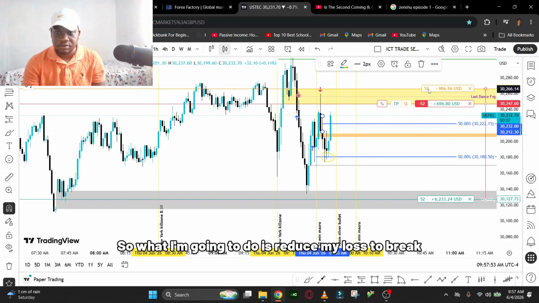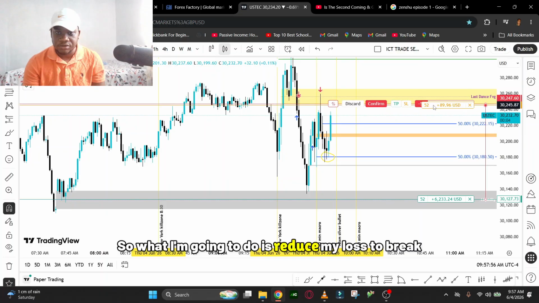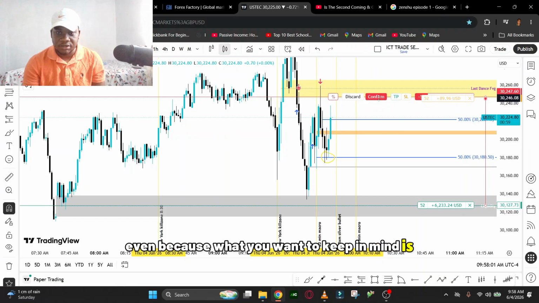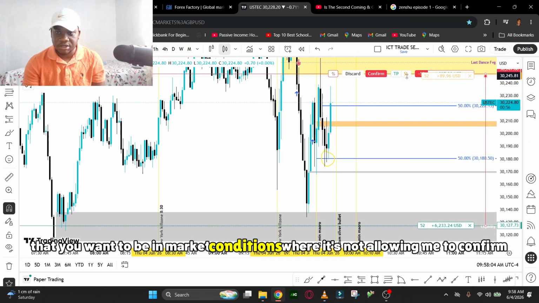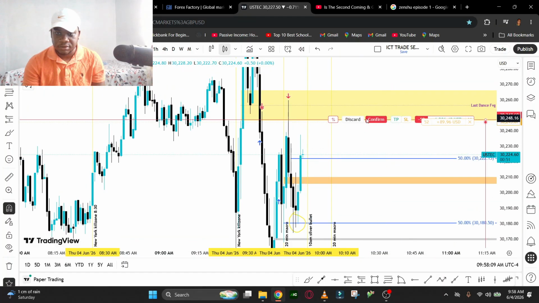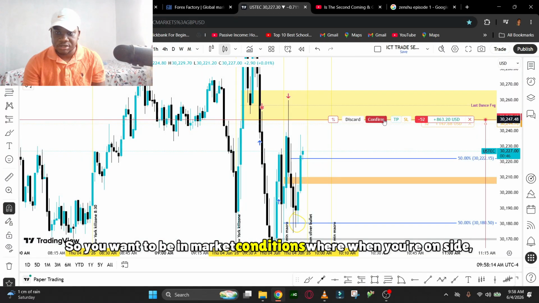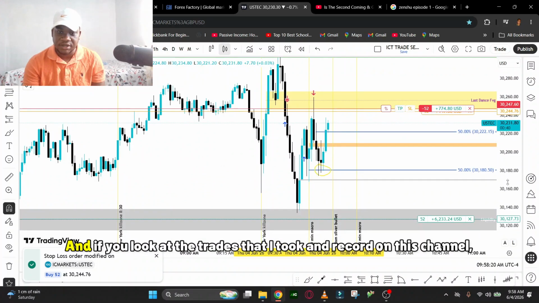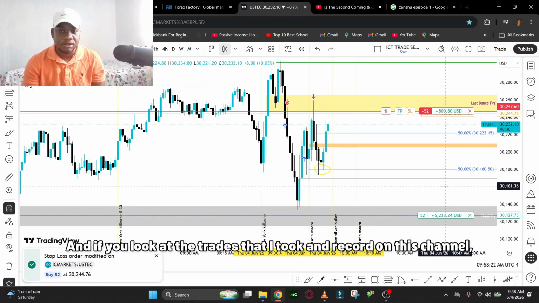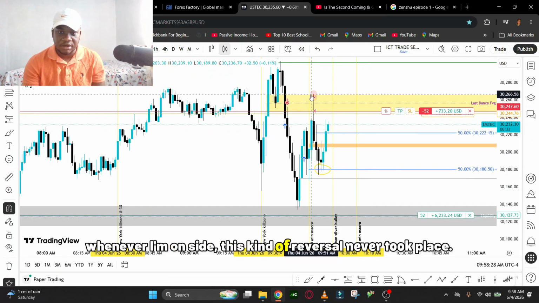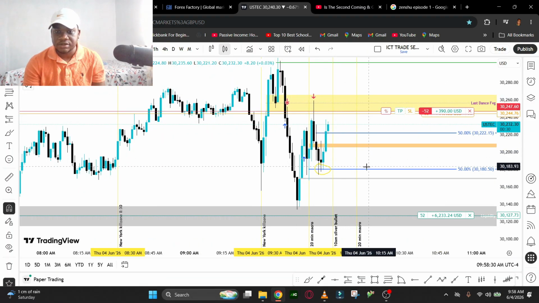So what I'm going to do is reduce my loss to break even, because what you want to keep in mind is that you want to be in market conditions where it's not allowing me to confirm. Right, so you want to be in market conditions where when you're on side, the market obviously shows that you're on side. And if you look at the trades that I took and record on this channel, whenever I'm on side, this kind of reversal never took place, right?